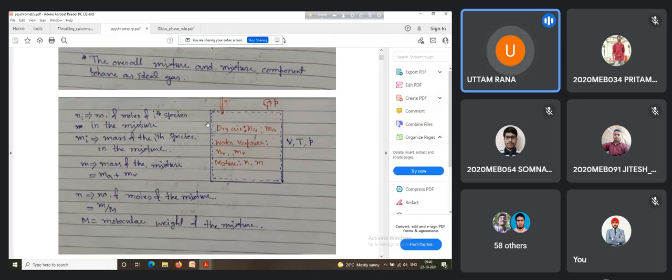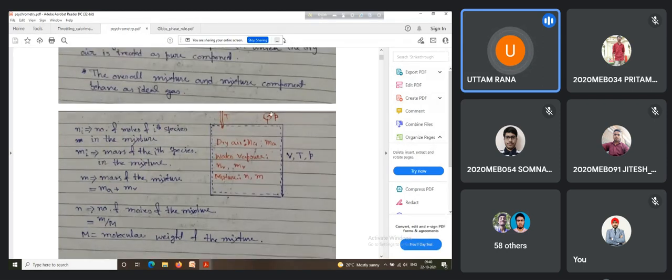Now, let us consider a system. The system basically has a temperature of T and pressure P. It's a closed system. It has a fixed volume of V, temperature T and pressure P, which contains a mixture, that means a mixture of dry air and water. Fine. So let us say Ni is the number of moles of the ith species.